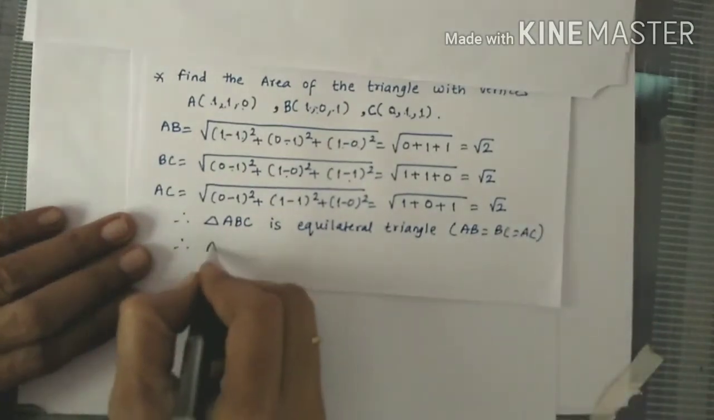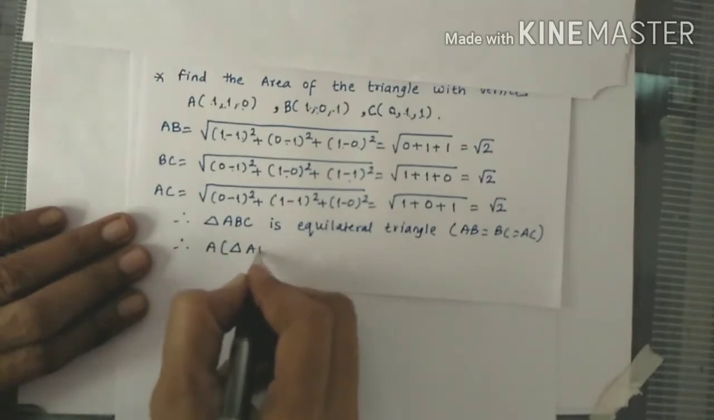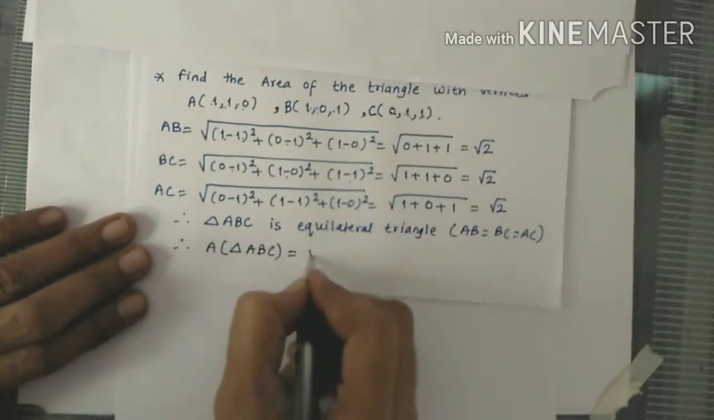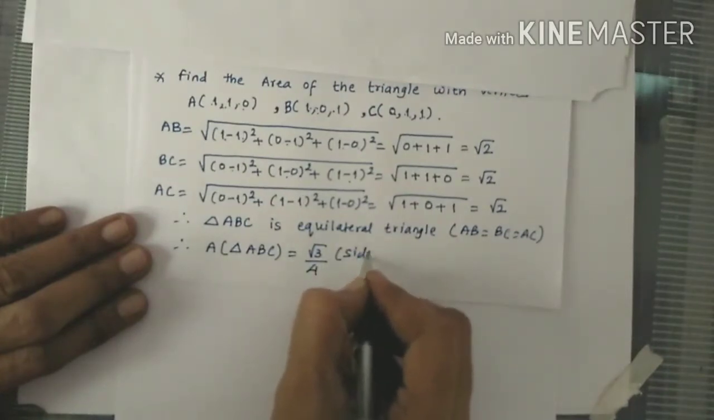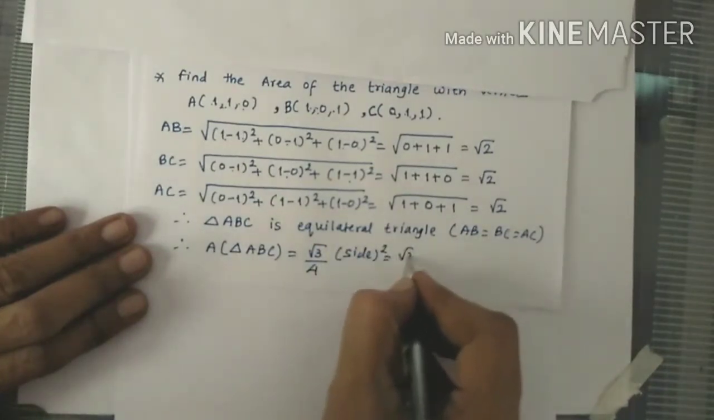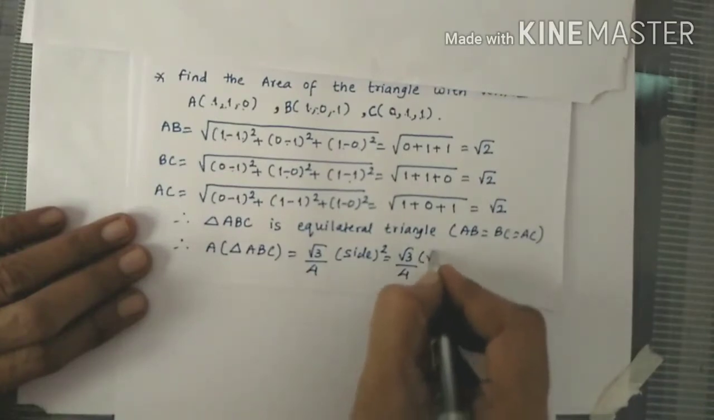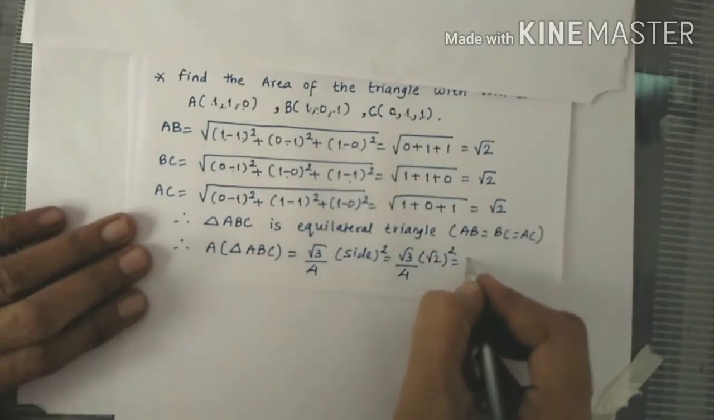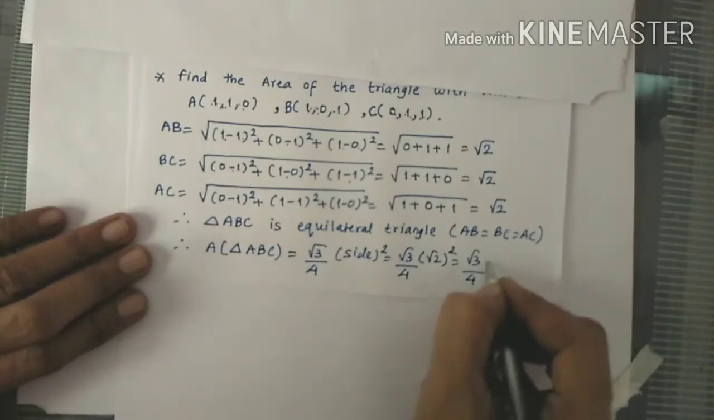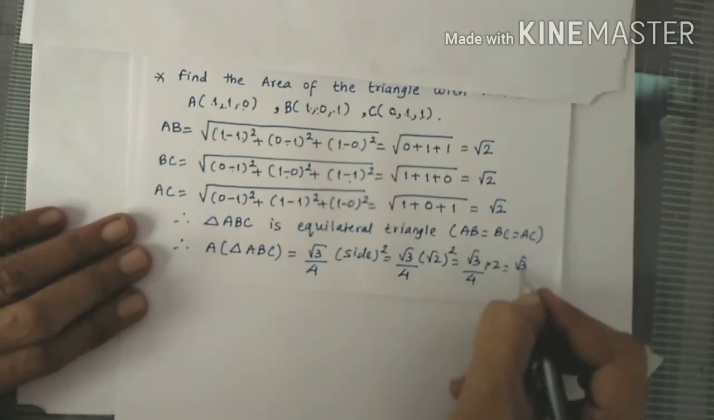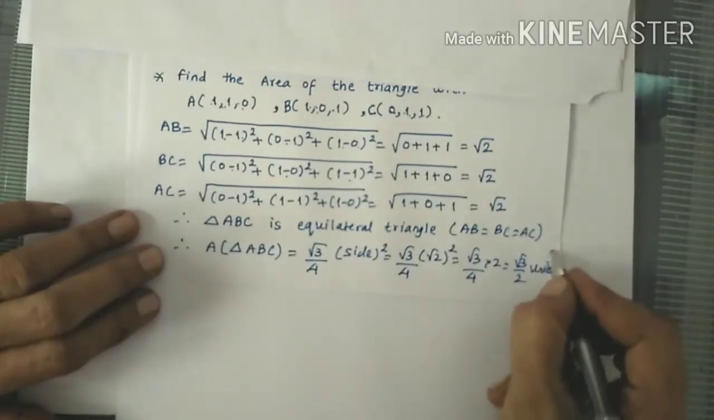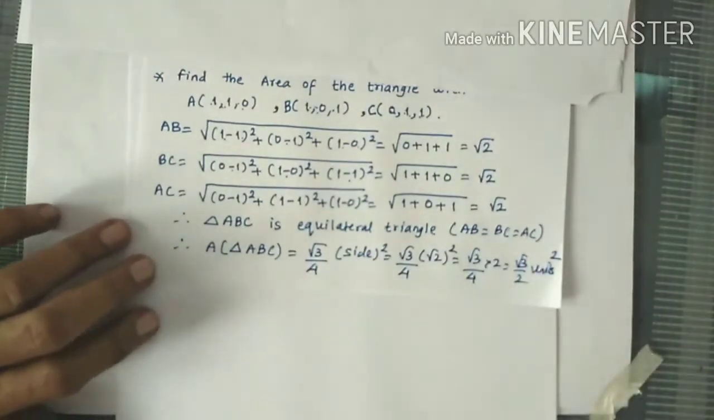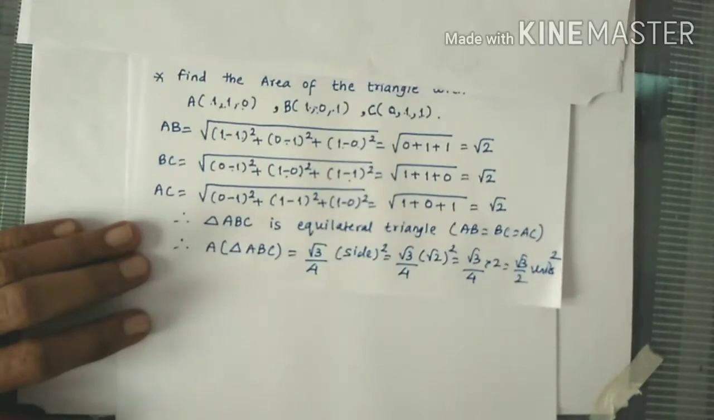Therefore, area of triangle ABC equal to root 3 by 4 side square, that is root 3 by 4 into root 2 square. So root 3 by 4 into 2, that is root 3 by 2 units square. So this is the area of the triangle.